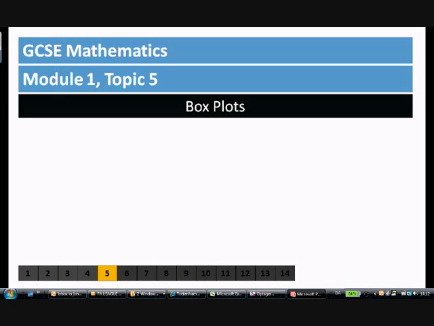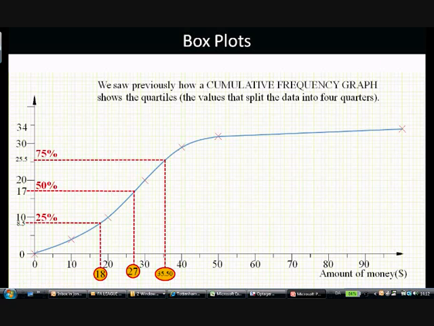Topic 5 of Module 1 of the GCSE is about something called a box plot. Now hopefully you already looked at the film Topic 4 about cumulative frequency graphs and how we worked out the upper quartile and the lower quartile and the interquartile range and the median. A box plot is just another kind of graph that shows that same information.